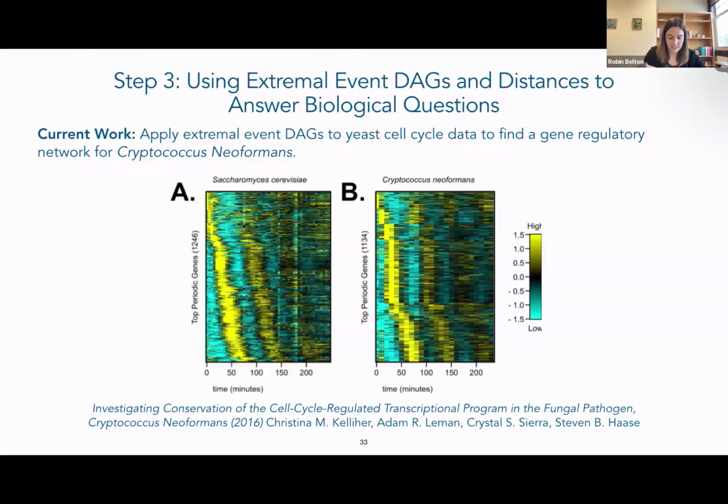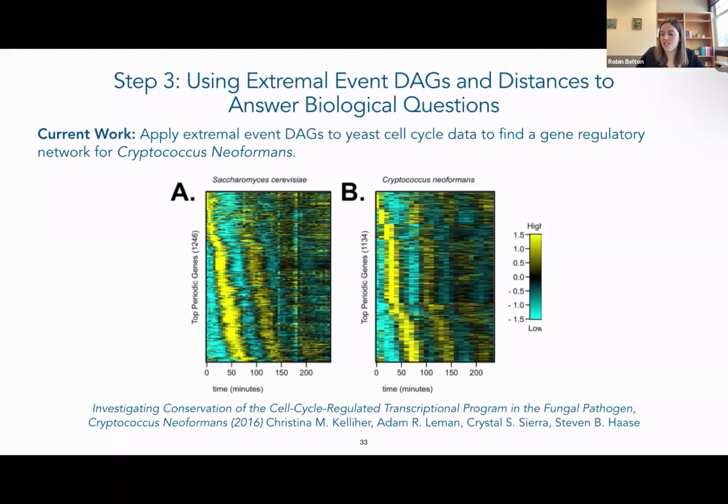So Saccharomyces cerevisiae is shown on the left, and Cryptococcus neoformans is shown on the right. These are both different yeast organisms. Cerevisiae is used in brewing beer and baking, and it's been very well studied. People know what this gene regulatory network looks like and which genes are controlling the cell cycle. But for Cryptococcus, it's not as well known what genes are driving the cell cycle there.